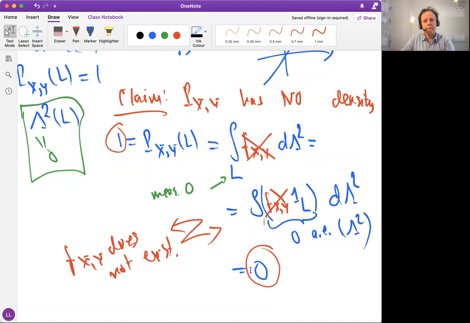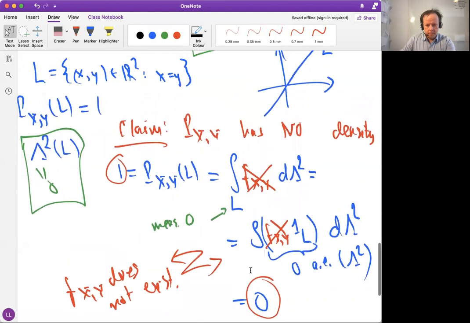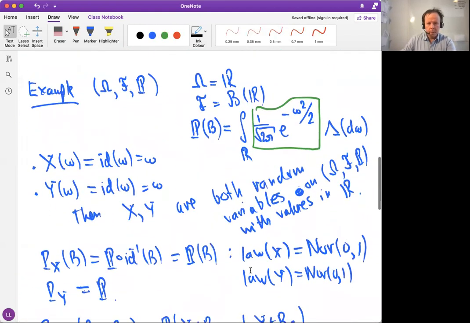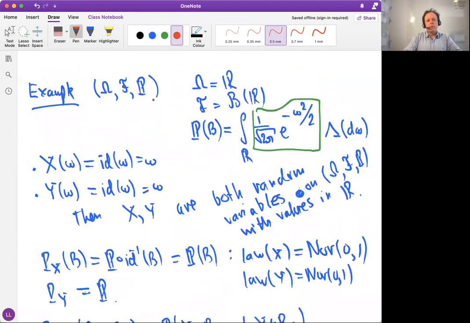Questions? Let's go here. What did we do? We looked at a random vector where both coordinates are Gaussian random variables. X is Gaussian and the second coordinate y is standard normally distributed. But there's no joint density for this random vector.